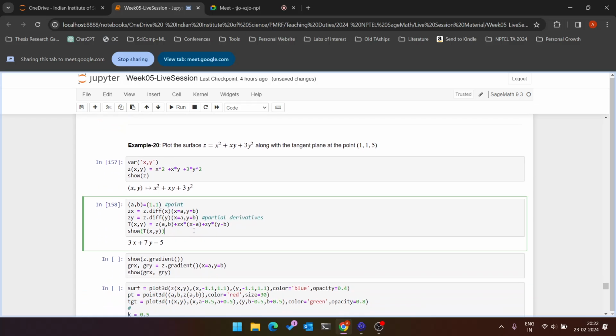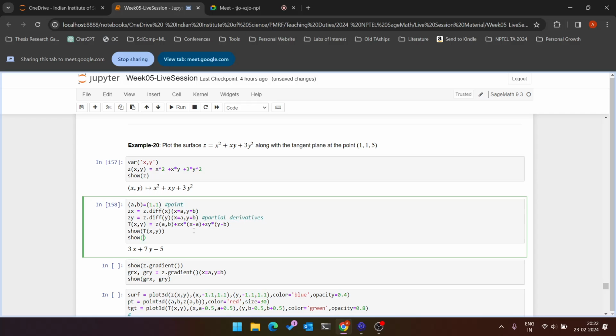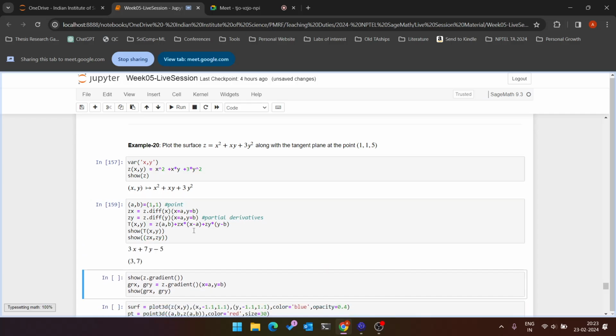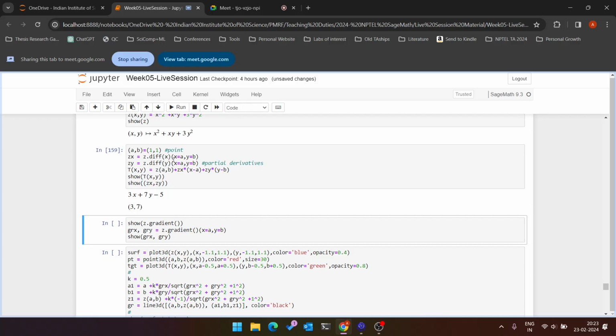So I could also do this show of zx comma zy. So my partial derivative dou z by dou x at this point is 3 and dou z by dou y at this point is 5. Once I sub this all in, this is what I'm seeing as my equation of the tangent plane.